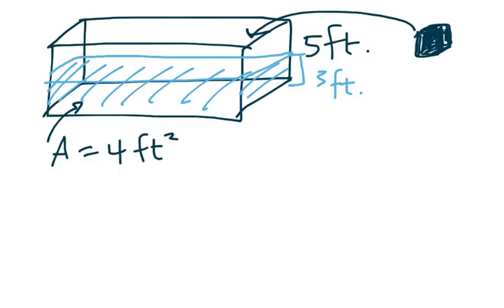In my diagram, I've tried to capture all the information from the problem. I have a right prism container. The base has an area of 4 feet squared and the height is 5 feet. It's filled with water up to 3 feet deep.